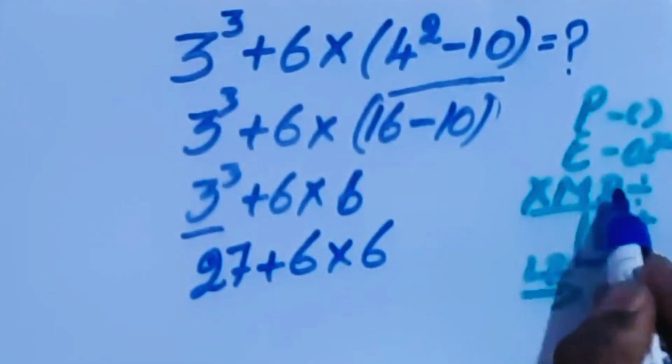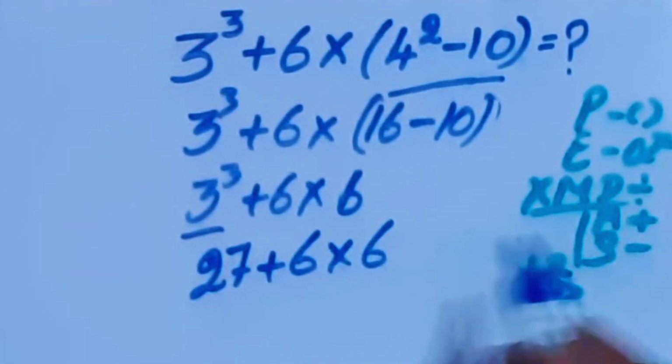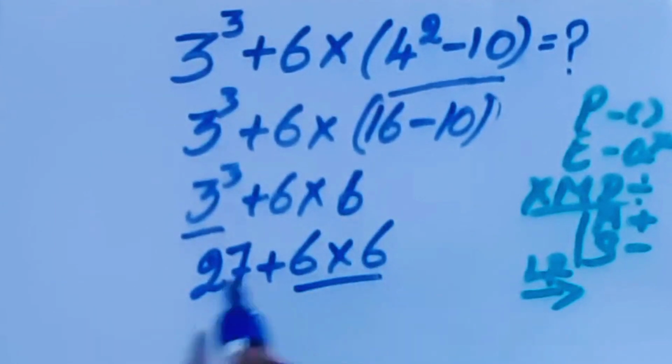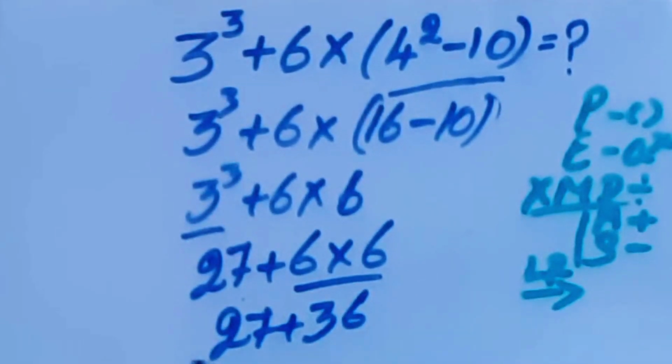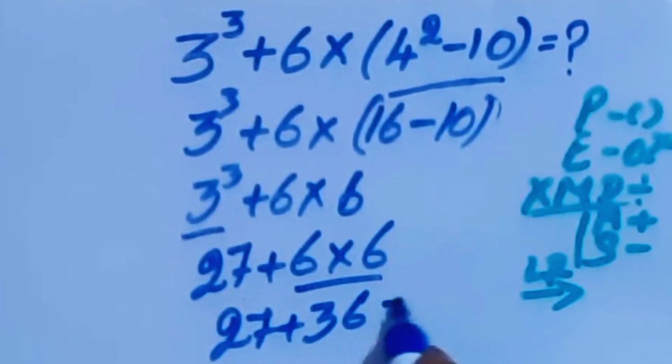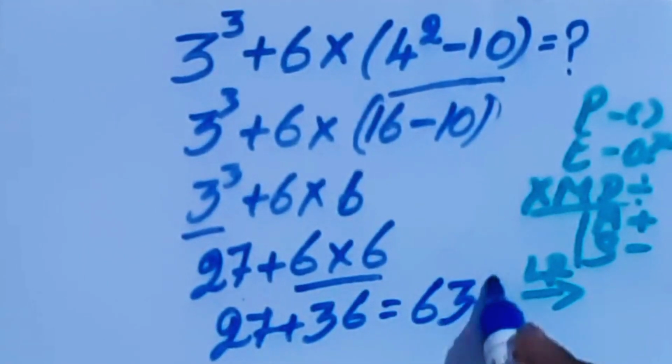Here we have multiplication, division is higher priority than this addition. So we have to do this multiplication before this addition. Here 27 plus 36. Here 27 plus 36 is 63 is the correct answer.